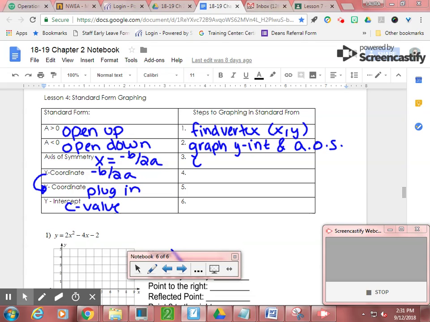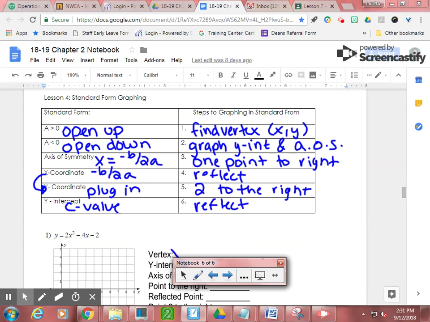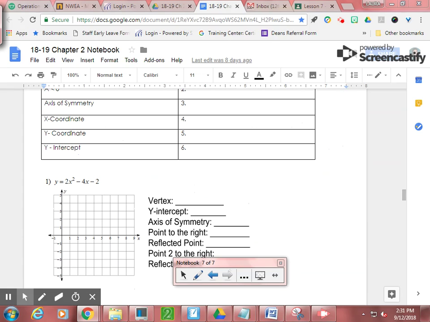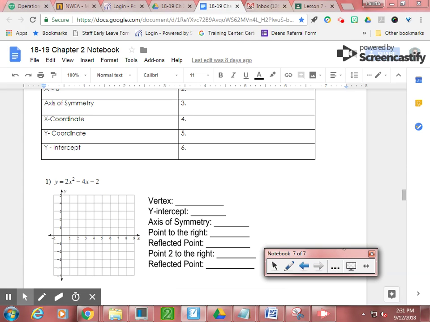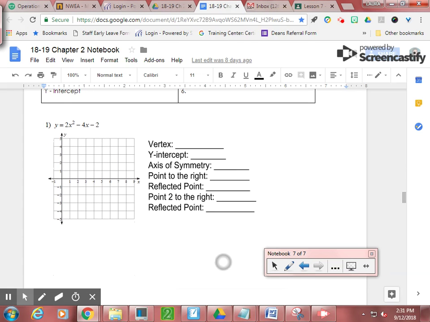So then we want one point to the right. After our one point to the right, we're going to reflect it. Then we're going to do 2 to the right, and we're going to reflect it also. Okay, so those are your 6 steps to solving this. So let's look at an example. So here's our first example.